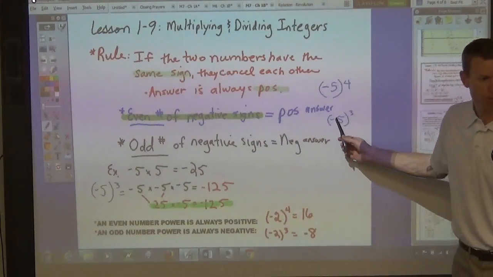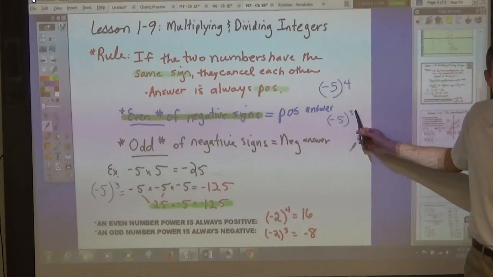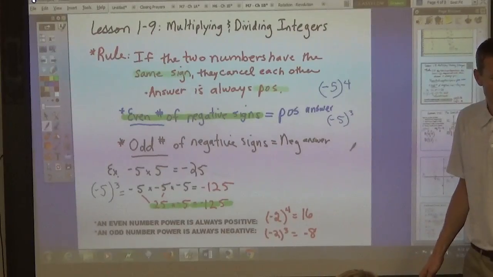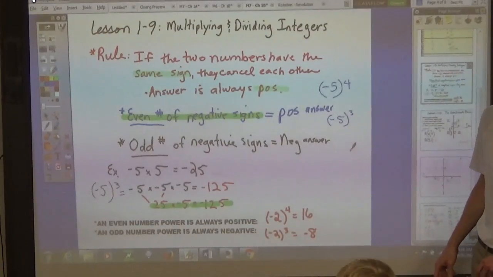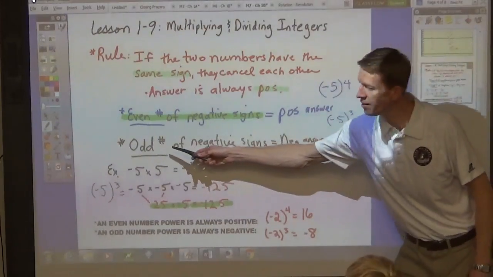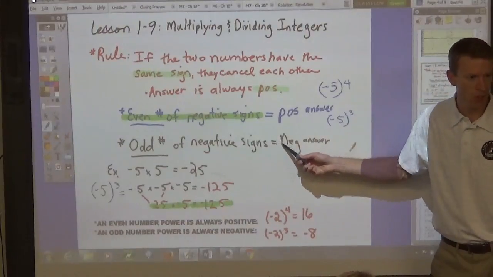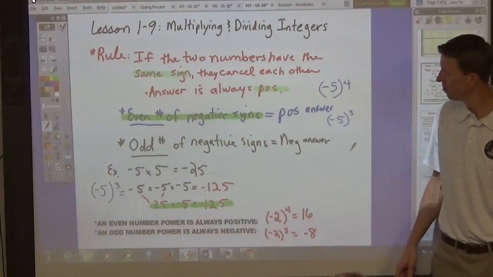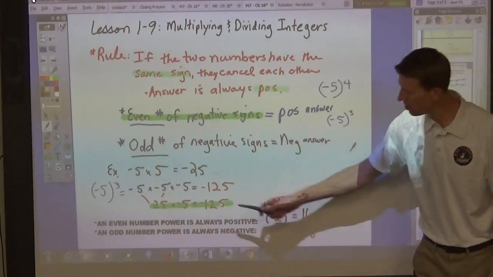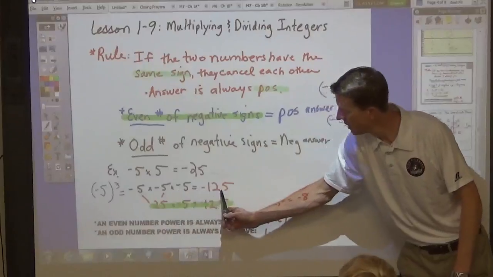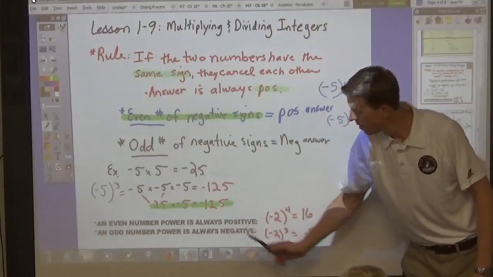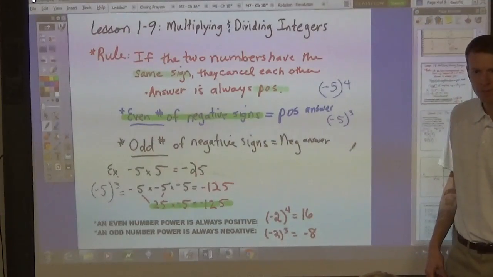So negative 5 to the 3rd power, would the answer be positive or negative? Jacob. Right, because there would be an odd number of negative terms in the problem. Okay? Does that make sense? Here's the example written up. Negative 5 times negative 5 times negative 5. Negative 125. Okay?